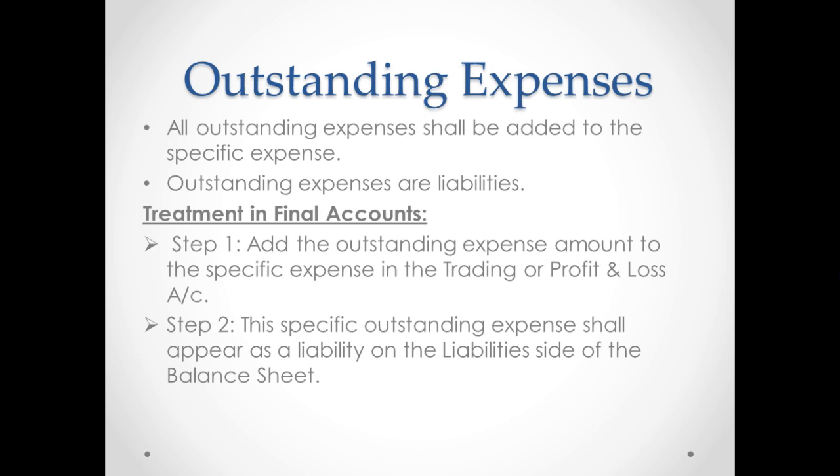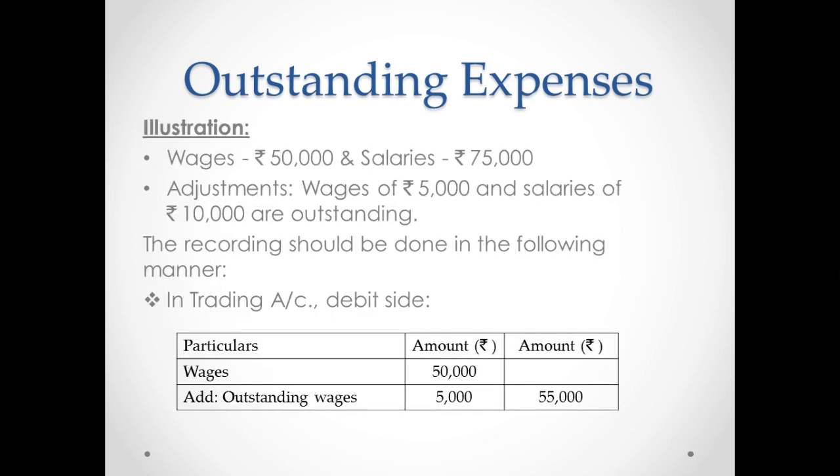Treatment in final accounts. First step, we will add the outstanding expense amount to the specific expense in trading or profit and loss account, and step 2, this specific outstanding expense shall appear as a liability and shown on the liability side of the balance sheet. Study the illustration on outstanding expenses.